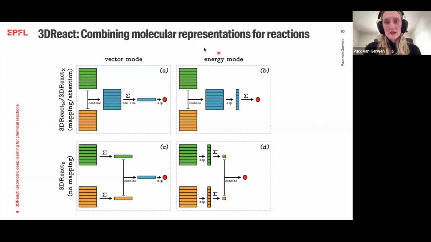I just see that there is a raised hand. Yeah, hi. Hello. I might be misunderstanding this, but you're featurizing both the reactants and the products as the input on the top left, the vector mode.